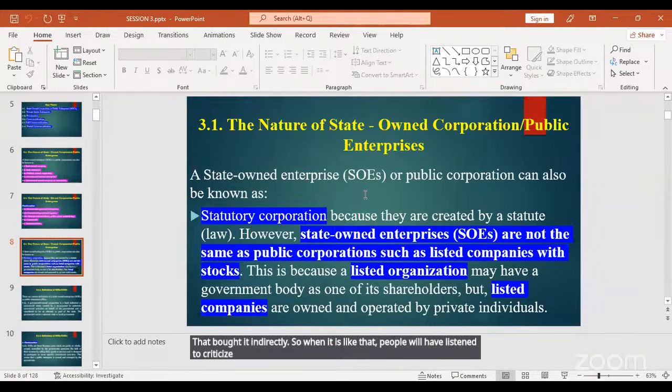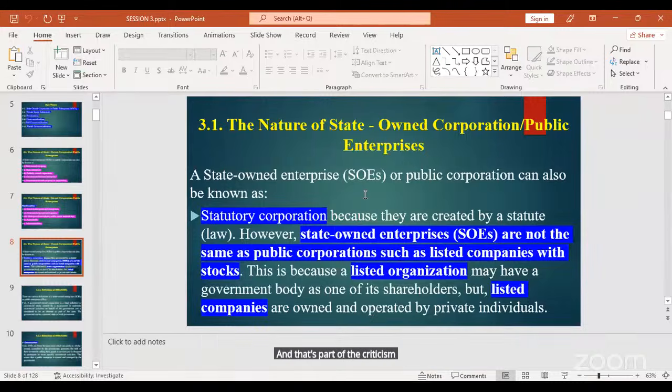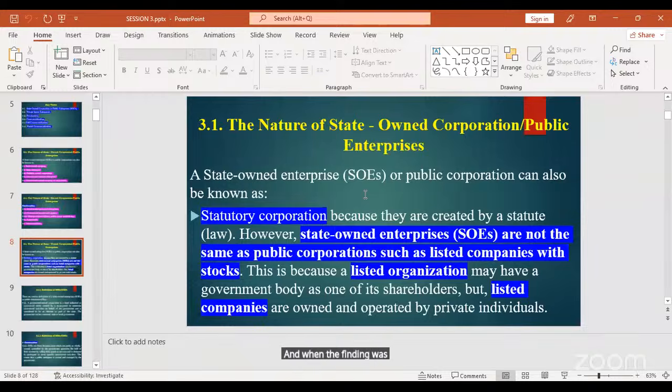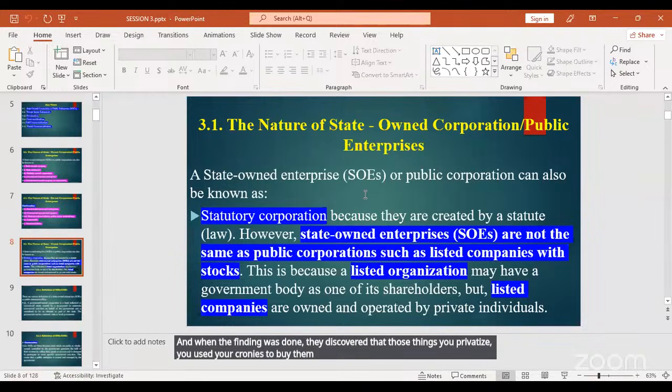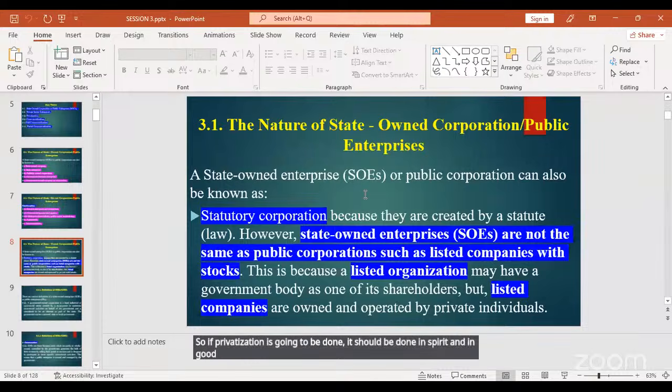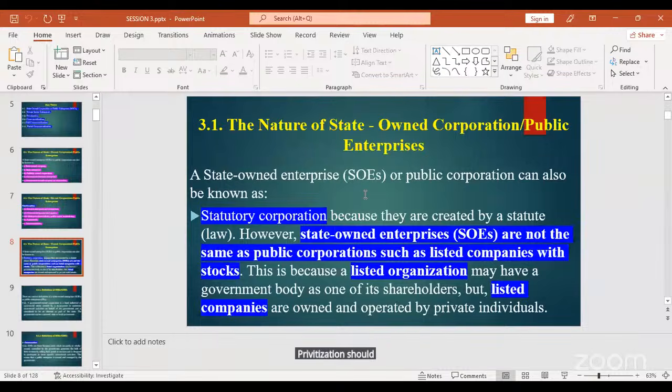And that's part of the criticism they are raising against some people now who are saying they are top politicians and this and that. People are telling them that when you were in power, you privatized practically everything. And when the findings were made, they discovered that those things you privatized, you used your cronies to buy them. So if privatization is going to be done, it should be done in good spirit and in good faith.